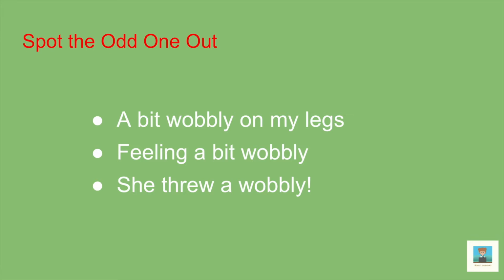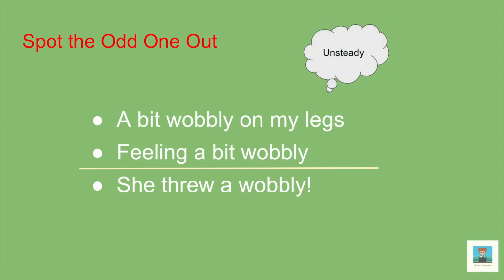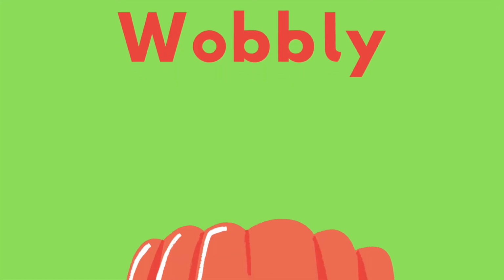Which one is different? Well, as you can see by the line there, the first two use the word wobbly in a similar manner. And the third one uses it in a different way. It's an idiom, in fact. So just like the wobbly jelly we saw in the picture before, wobbly means unsteady. So it wibbles, it wobbles around, it's not steady, it's just like this jelly was.